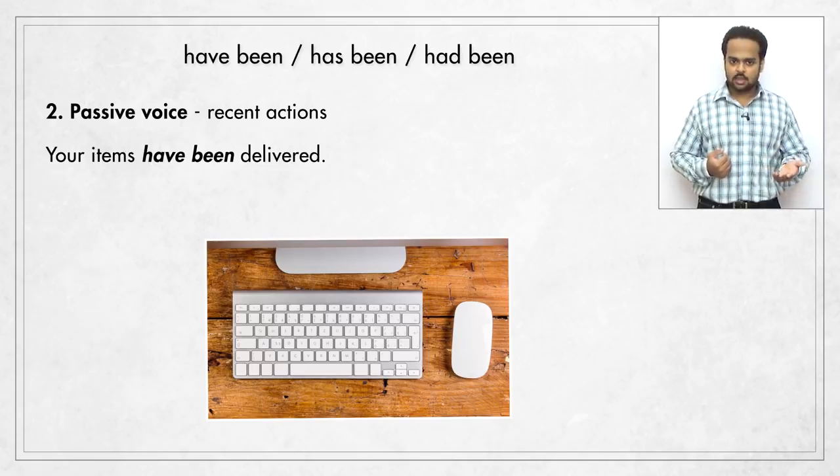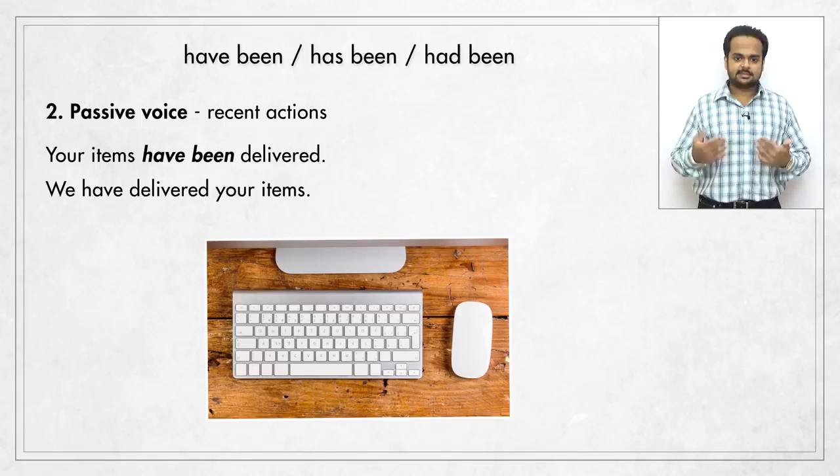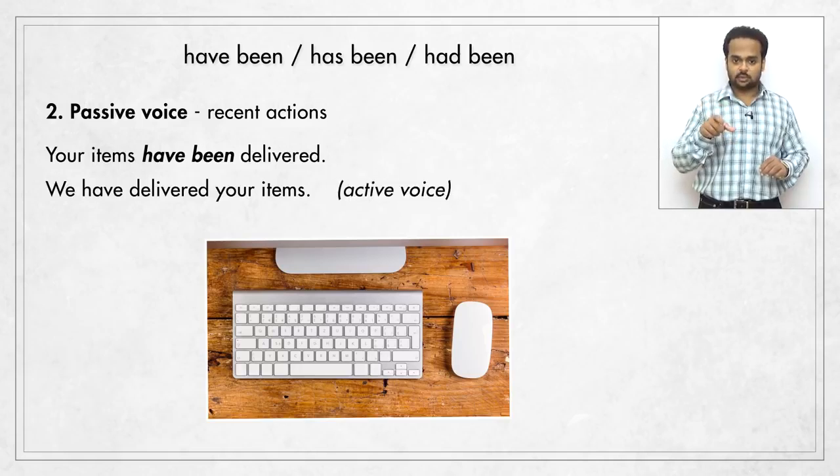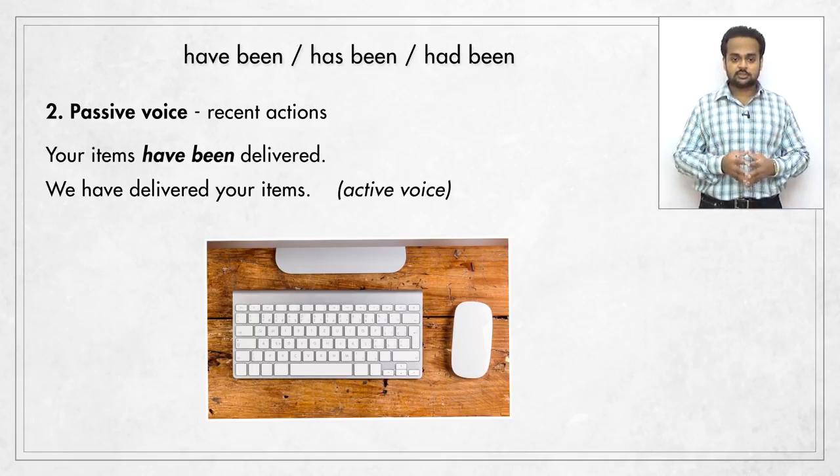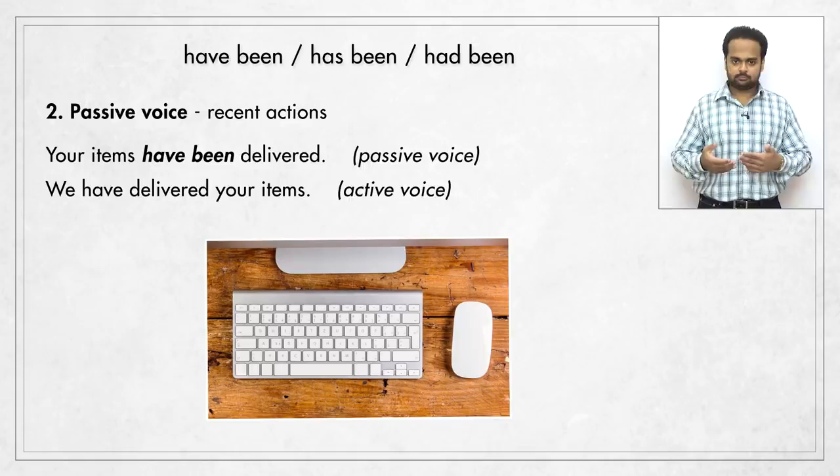What does that mean? Well, it means the same thing as "we have delivered your items." We means Amazon. This sentence is called an active voice sentence, and here the focus is on we. But Amazon wants to focus on the items because that's what's important in this situation. So instead, they use the passive voice. Your items have been delivered. This means that the items were delivered just now, maybe a few minutes or hours ago.